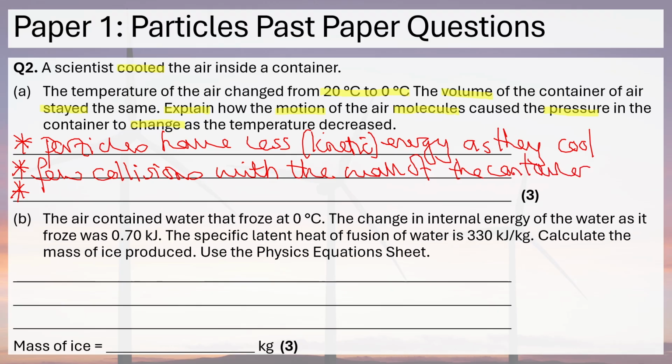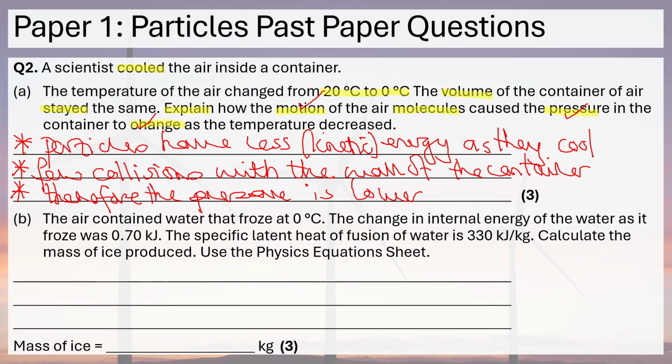So I've spent 2 of my bullet points saying what will happen to the particles when they get cooler and how that affects the collisions with the wall of the container. So my third one is going to be sort of a therefore the pressure is lower. So now when I check back, I've explained how the motion of the air particles causes the pressure to change, and I've also explained what that change is. So I'm fairly confident I've hit all 3 marks.